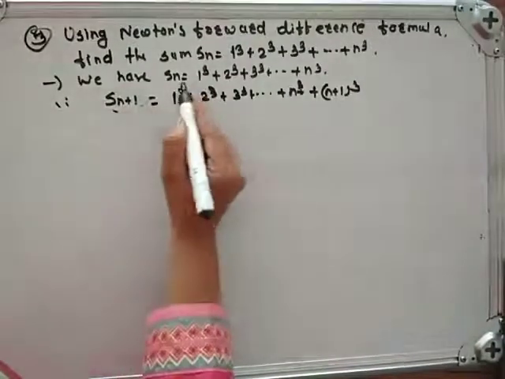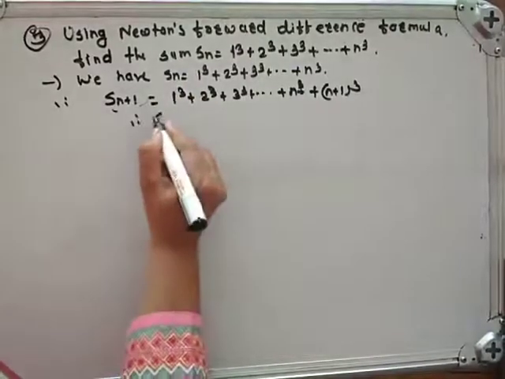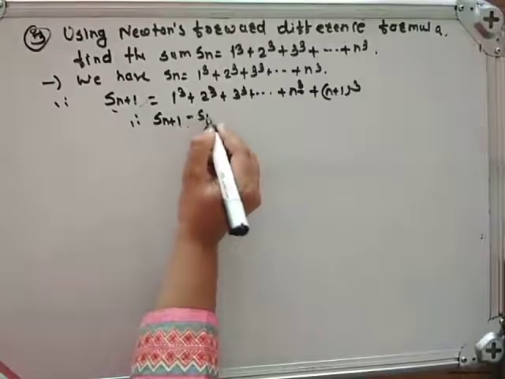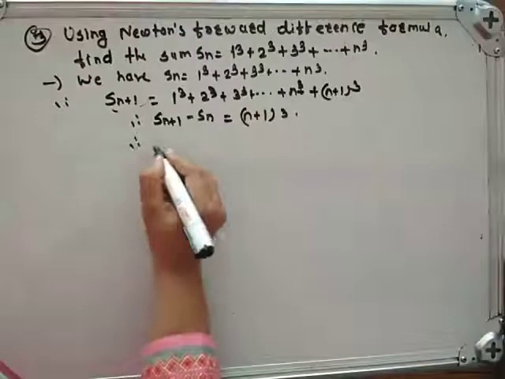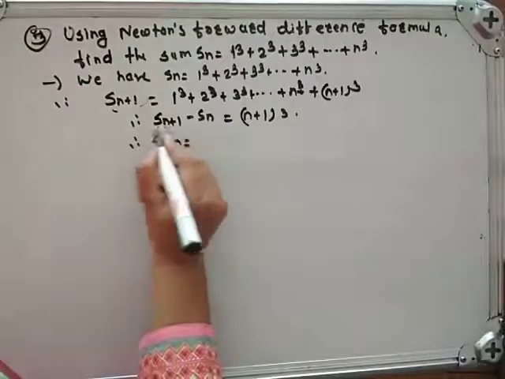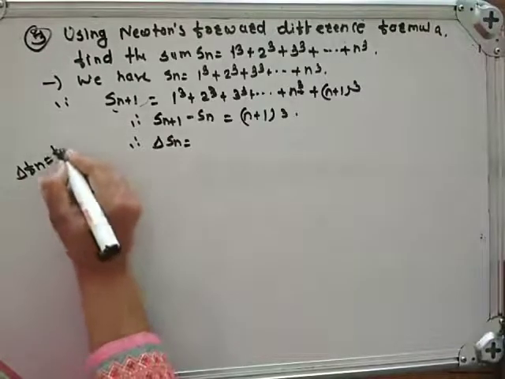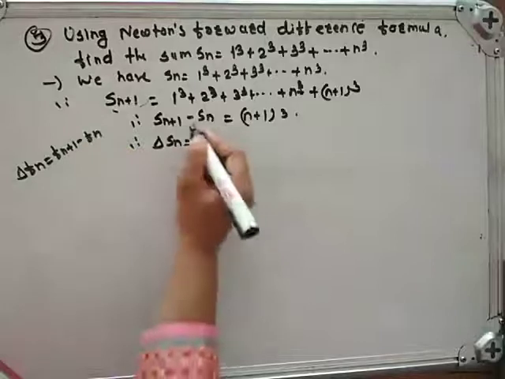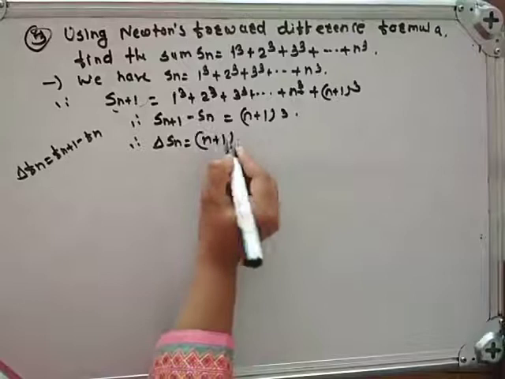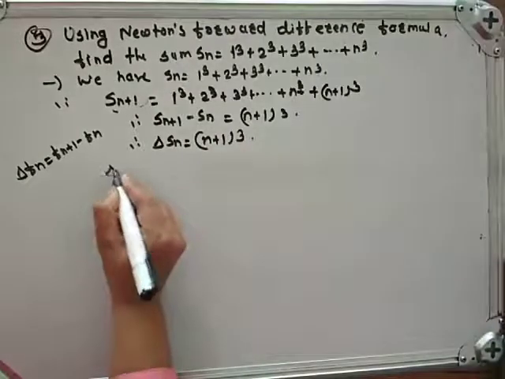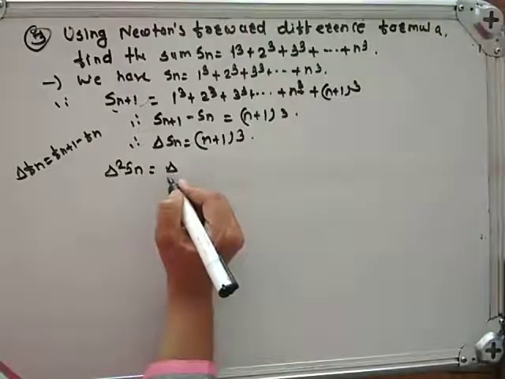S(n+1) is nothing but one term more than Sn. Therefore, S(n+1) minus Sn is nothing but (n+1) cube. Therefore, delta Sn, you know the formula of delta Fn, which is F(n+1) minus Fn. Therefore, delta Sn is equal to (n+1) cube. Now you have to calculate delta square Sn.